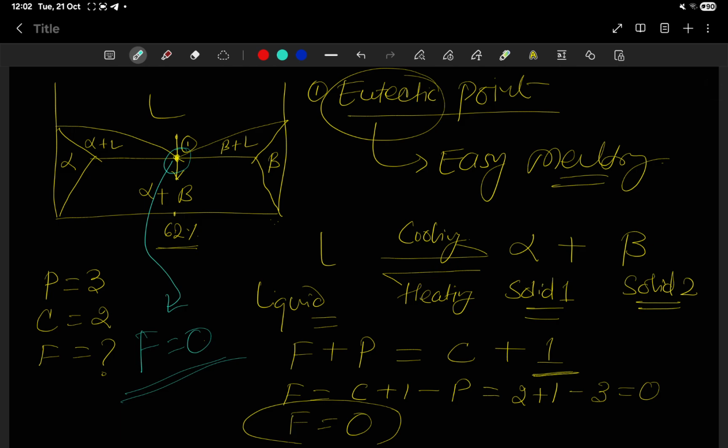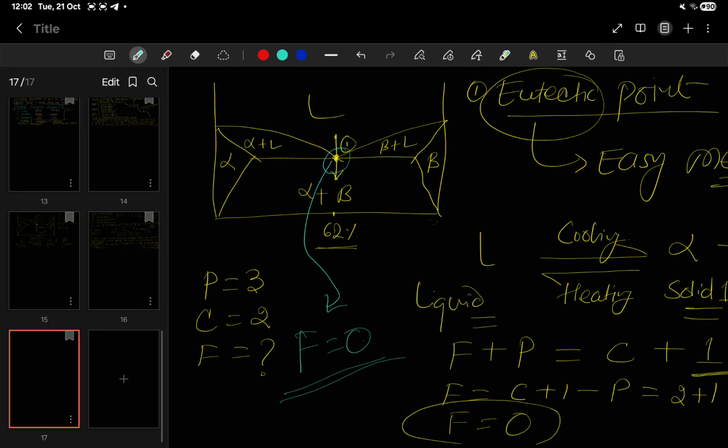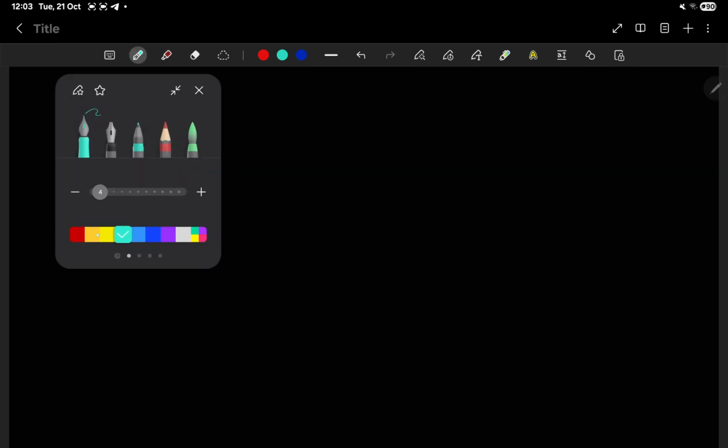Now let's see what is going to happen in the case of the iron carbon phase diagram. Let's try to draw it.